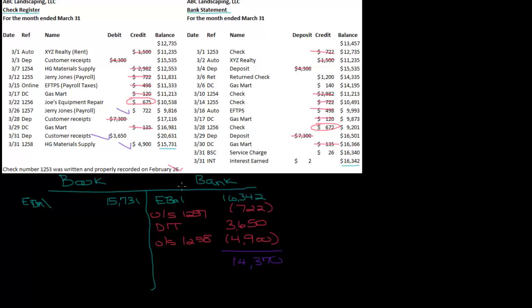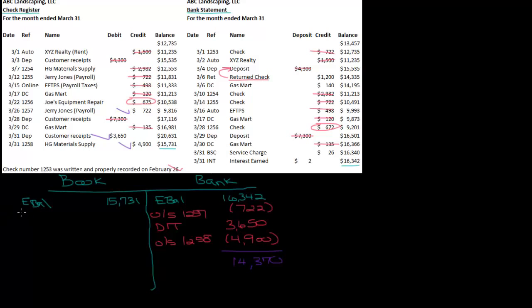Okay, so the first thing I saw here is there was a return check. So what does that mean? Well, it was credited, it was taken out of our account. So that means that this was a check that was returned from this deposit. Okay, so we deposited $4,300, but one of the checks bounced. So we need to subtract this from our bank balance because we never recorded it.